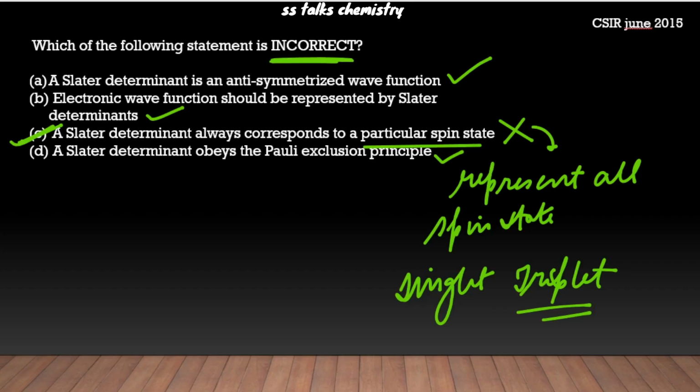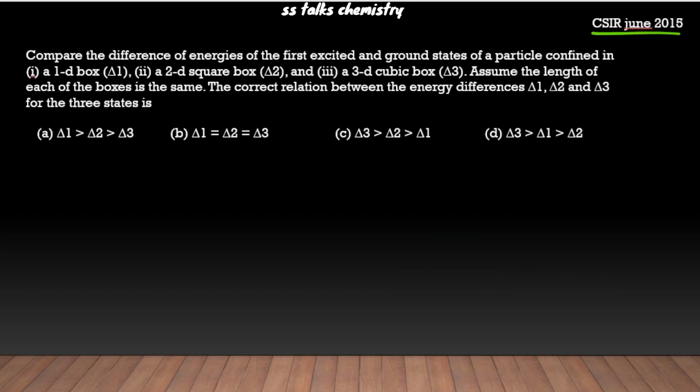Okay. Next, CSIR June 2016, or 2015 only, I guess. Compare the difference of the energies of the first excited and the ground state. Make sure you read the statements very carefully. The differences in energies of the ground state and the first excited state of a particle confined in a 1D box is delta 1, in a 2D square box delta 2, and in a 3D cubic box delta 3. We have to tell the relationship between all of these.